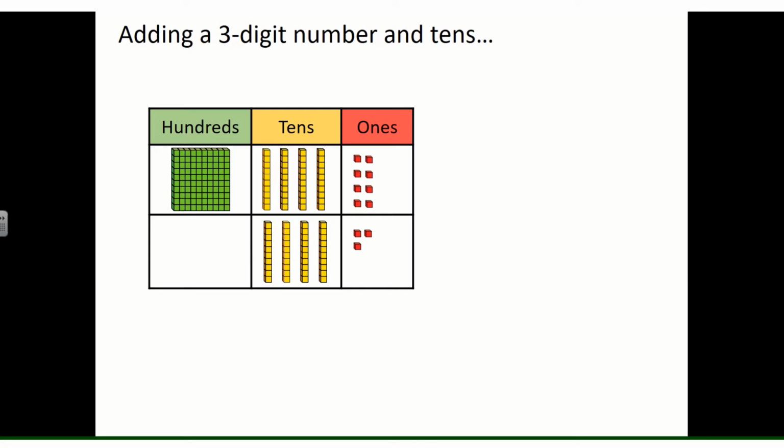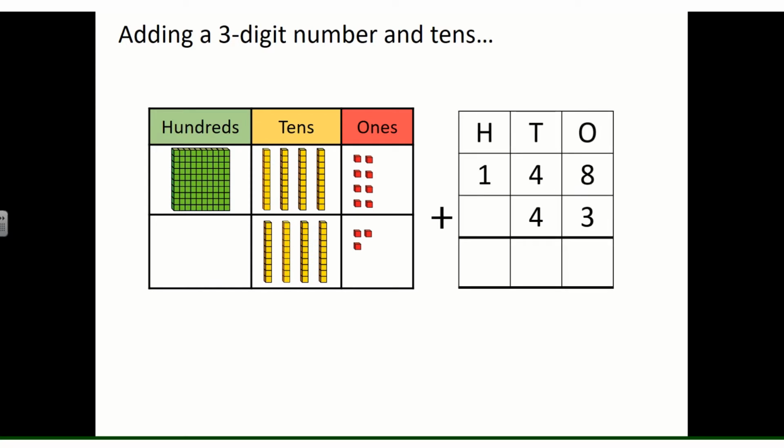Okay, next we'd move on to adding a 3-digit number and some tens. Here we have 148 and we're adding on 43. Now, as children begin to get more confident with their number lines and using the base 10 equipment, we begin to move them on to using a column method. So here I've represented 148 plus 43 as a column addition.